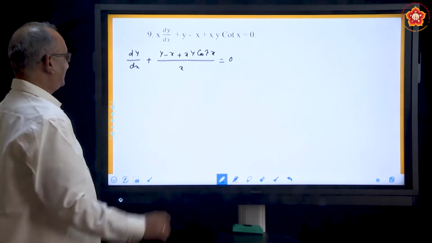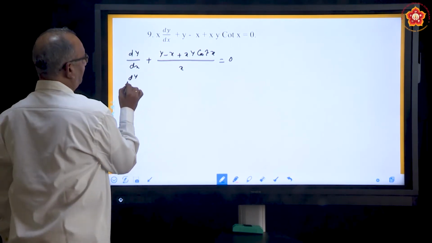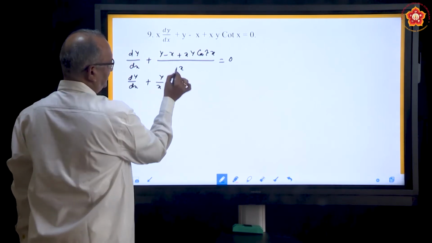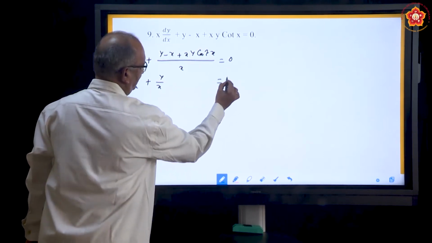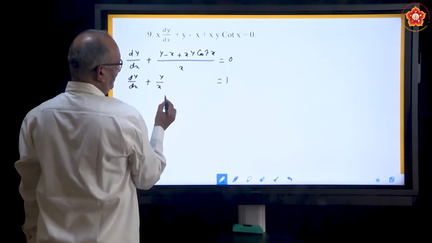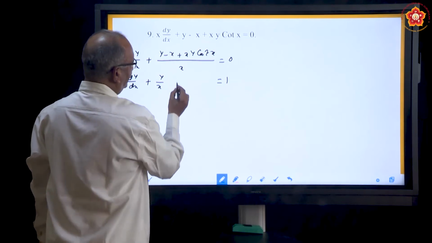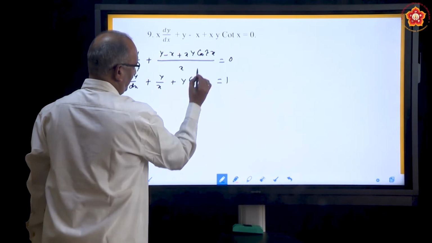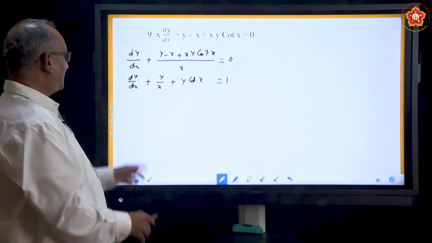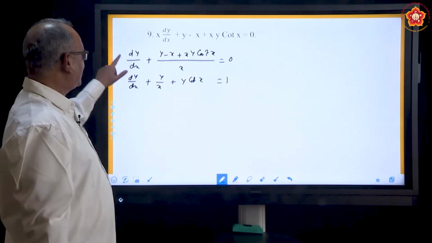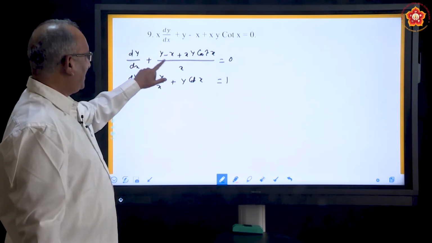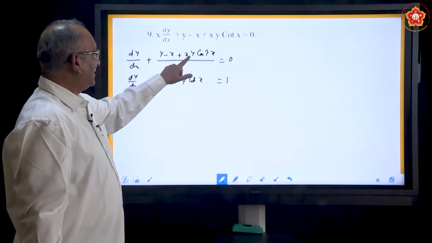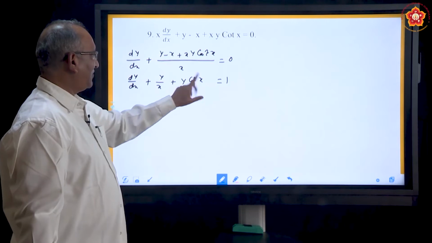Try to simplify. dy by dx plus this is y by x, this is minus 1, maybe we can put it on the other side, 1, x by x will become 1, and what you will get is y cot x. Observe, we have divided the whole equation by x, so x disappeared here, y by x we wrote as it is, minus x by x we wrote as minus 1 on the other side. Here when we divided by x, we are left with y cot x.